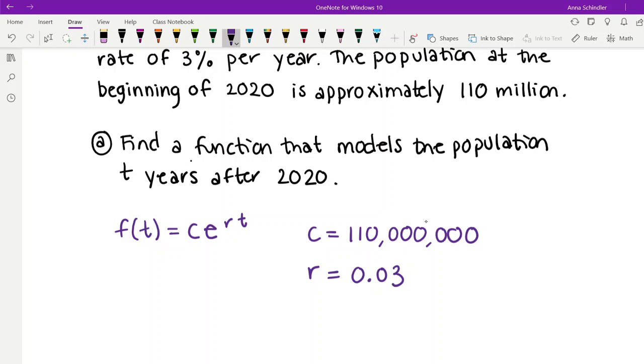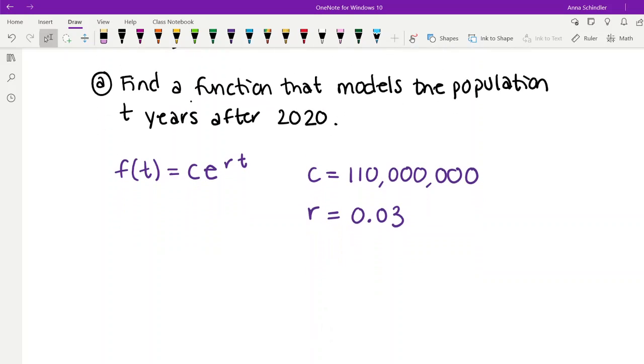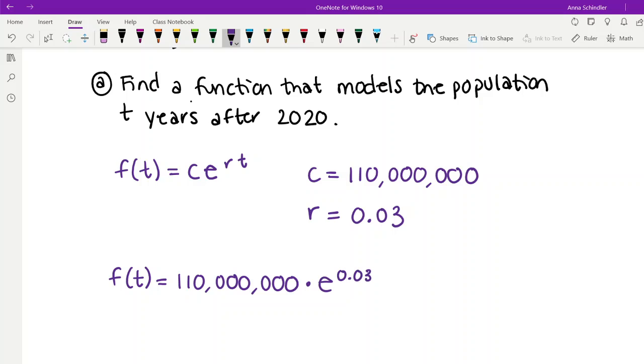So 100% would be 1, 10% would be 0.1, 1% would be 0.01. We'll do more practice with this in later examples, but when you're in doubt, you can always take your percentage and put it over 100. You could even type that into a calculator and see what it gives you as a decimal, and that will tell you what your rate is. Now that we have these values, we can write our function. Our function is going to be 110 million times e to the 0.03 t.